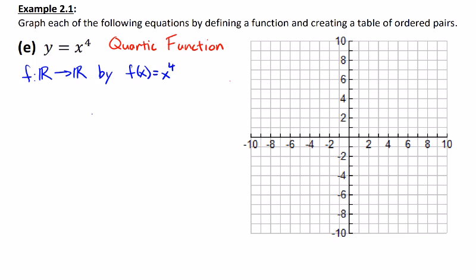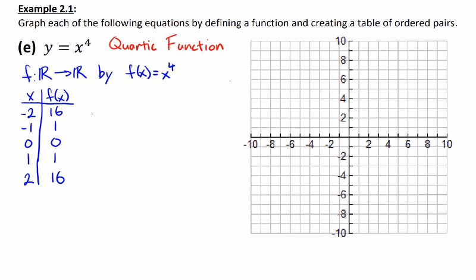So we can pick x values, and I will select -2, -1, 0, 1, and 2. And f of x for the second column, -2 should map to 16, positive 16. -1 will map to positive 1, 0 to 0, 1 to 1, and 2 will map to 16.